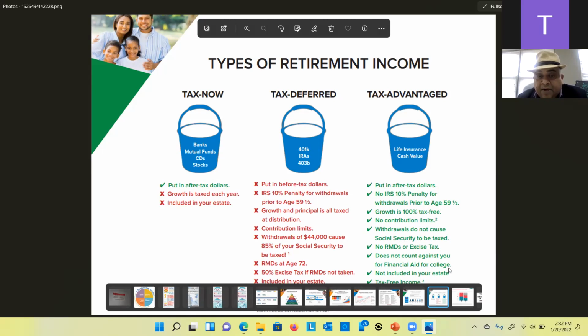RMD is at 72. What is RMD? RMD is technically the IRS forcing you to withdraw from your 401k at the age of 72. Otherwise, you will pay 50% excise tax if RMDs are not taken. Okay.